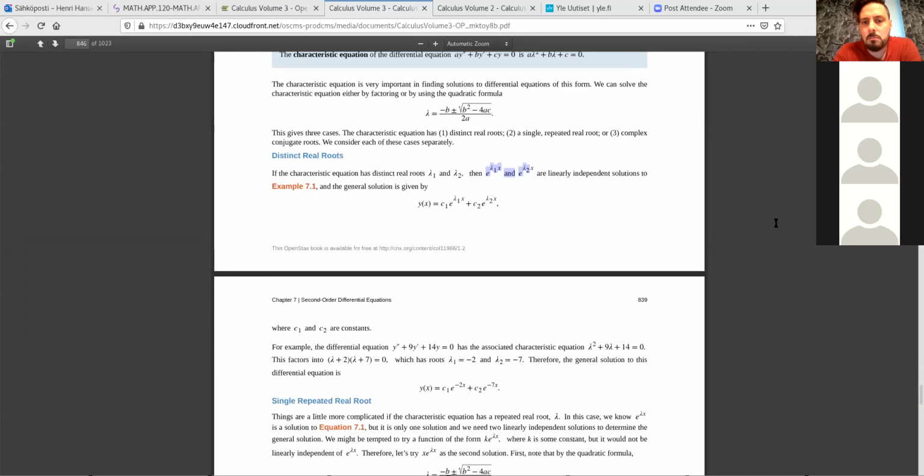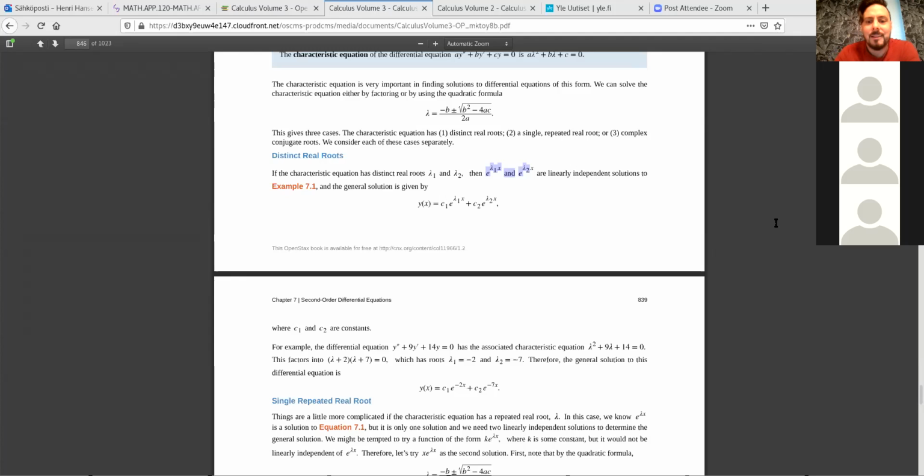So if we have these roots, then we have two linearly independent solutions, and we're done. So this is fairly easy. Solving a second order linear differential equation with constant coefficients comes down to finding the roots of a quadratic polynomial, and that's all it is. So there's nothing to it. We're done.